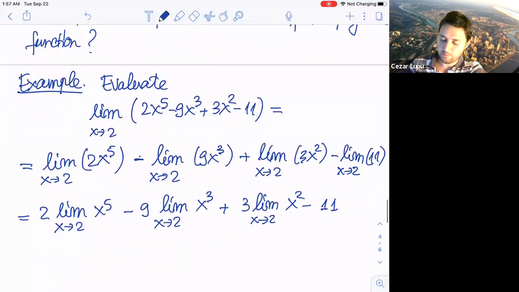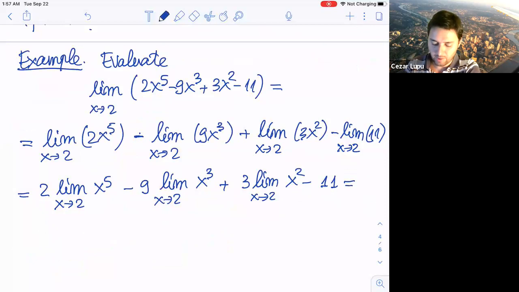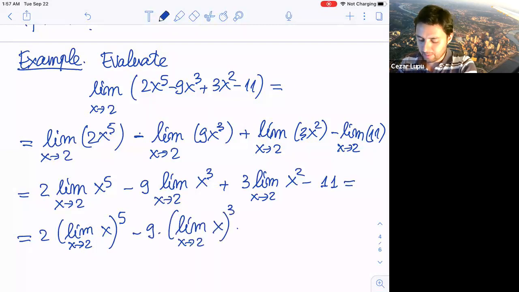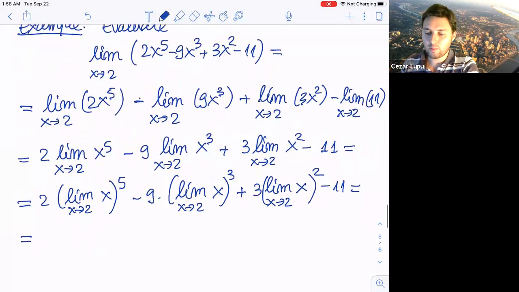Now we have some powers here, so let's apply the power rule, right? And this would be 2 times the limit as x approaches 2 of x, everything to the power 5, minus 9 times the limit as x approaches 2 of x, everything cubed, plus 3 times the limit as x approaches 2 of x, everything squared, minus 11. So here we apply the power rule.